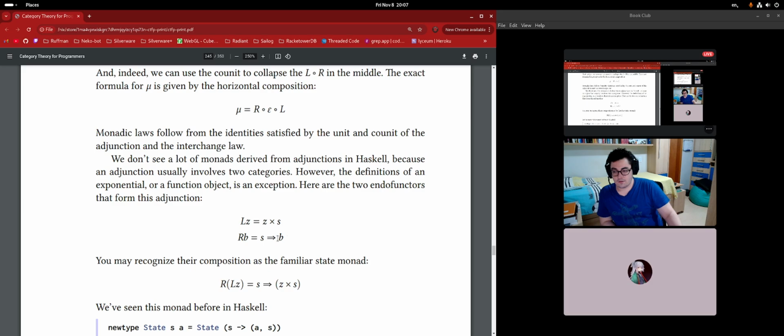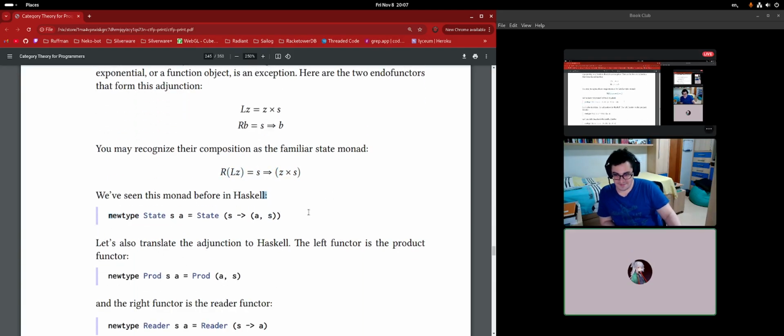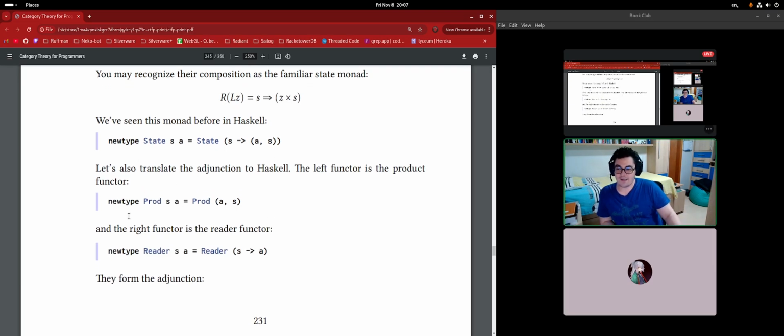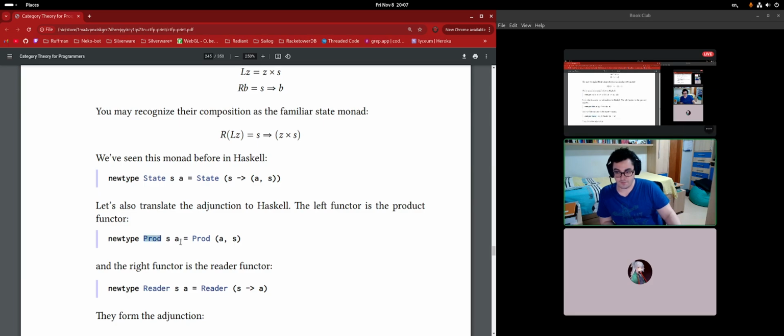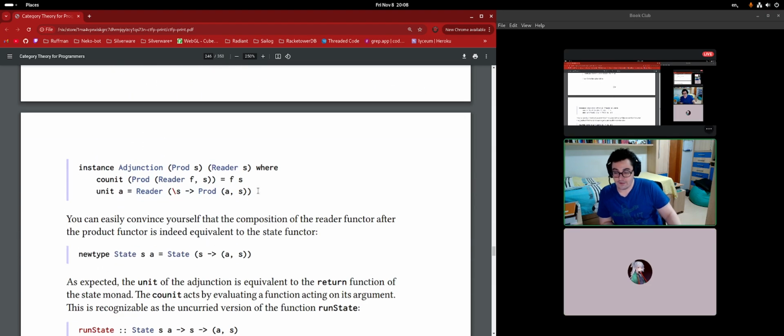Basically, yes. So you may recognize the composition as the familiar state monad. So if you put B in the place of this, you're going to get this, which, not surprisingly, is the state. And you can rewrite state using product and reader. The left functor is the product functor, which is basically putting the reverse order of this in a tuple. Yep. And the right functor is the reader, which is basically just putting a function in the middle. And they form an adjunction.